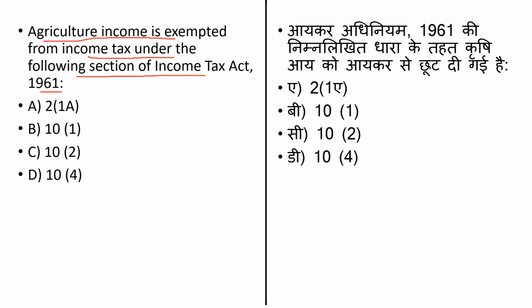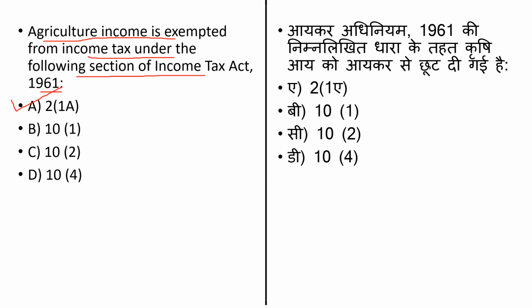Now, what is a non-agriculture income? That will be capital gain arising from the transfer of agriculture land, income from poultry farming, dairy farming, dividend paid by a company out of its agriculture income. This will not be considered as agriculture income. Now for this, the first option is section 2 clause 1A. Now what is it all about?